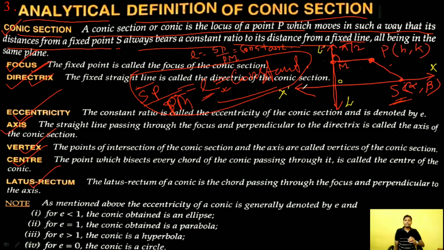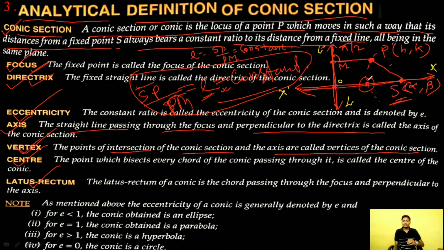The axis, this line X dash, is called axis. Axis is the straight line passing through the focus and perpendicular to the directrix. This is our directrix, and this point S is the focus. And vertex: the point of intersection of the conic section and the axis is called the vertex of the conic section. This is our axis, and if this is our locus of the conic section, then this point is called the vertex of the conic section.